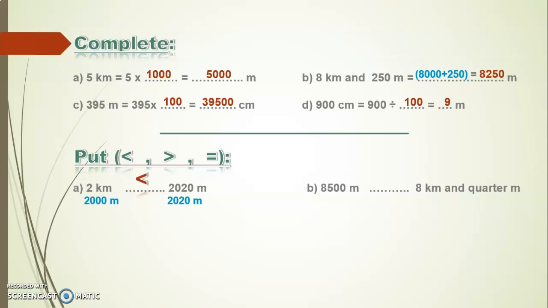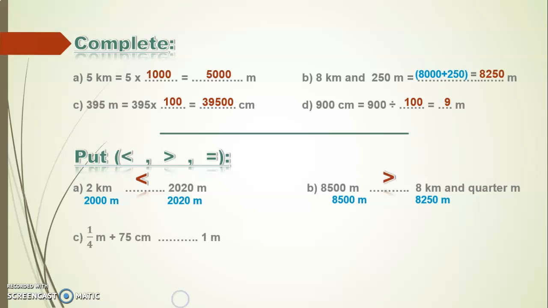Number B. 8500 meters. The other side is 8 kilometers and quarter kilometer. So quarter is 250. As we said, I can't compare or add or subtract or do anything with two different units. So I have to convert the kilometers to meters. So my comparison is between 8,500 meters and 8,250 meters. So which one is the greater?